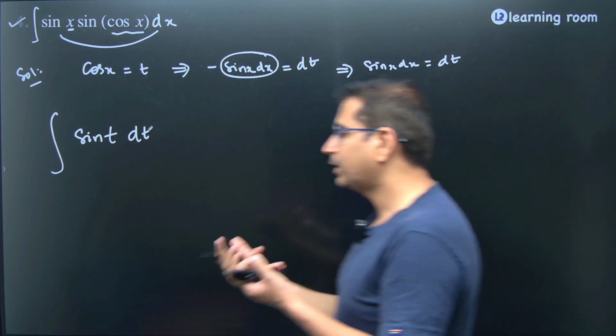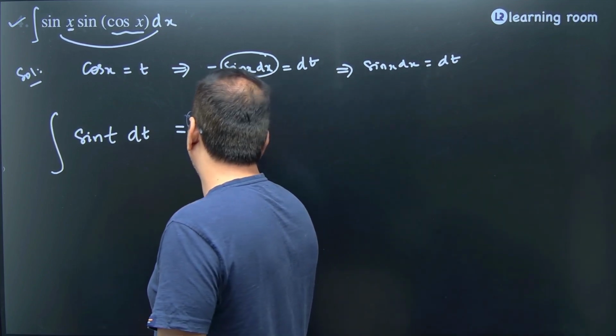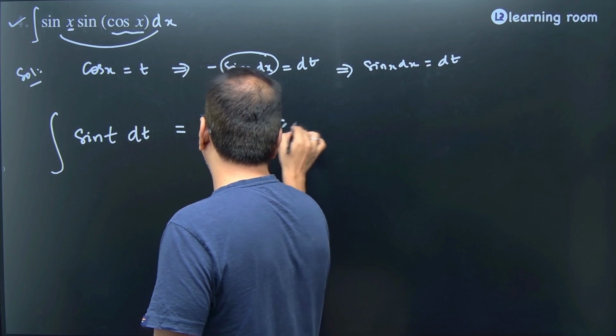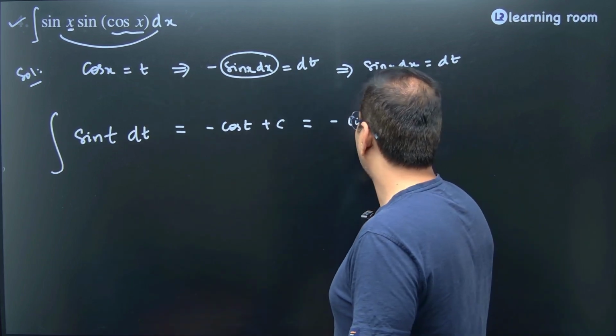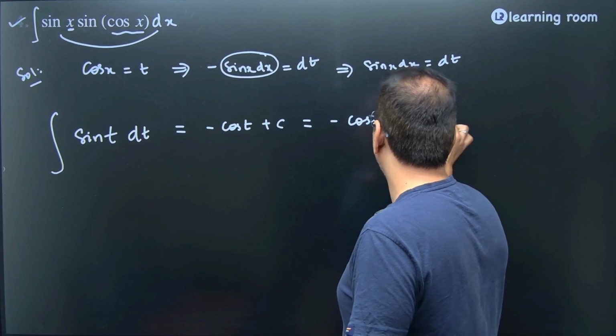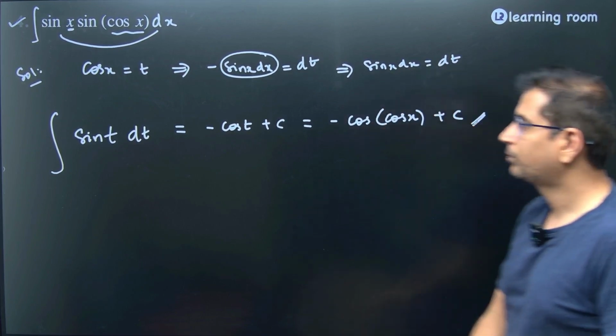Now having said this, the integral of sin t is going to be minus cos t. So minus cos t plus c will be the answer. Now substitute the value of t. So it will be minus cos of cos x plus c. Right.